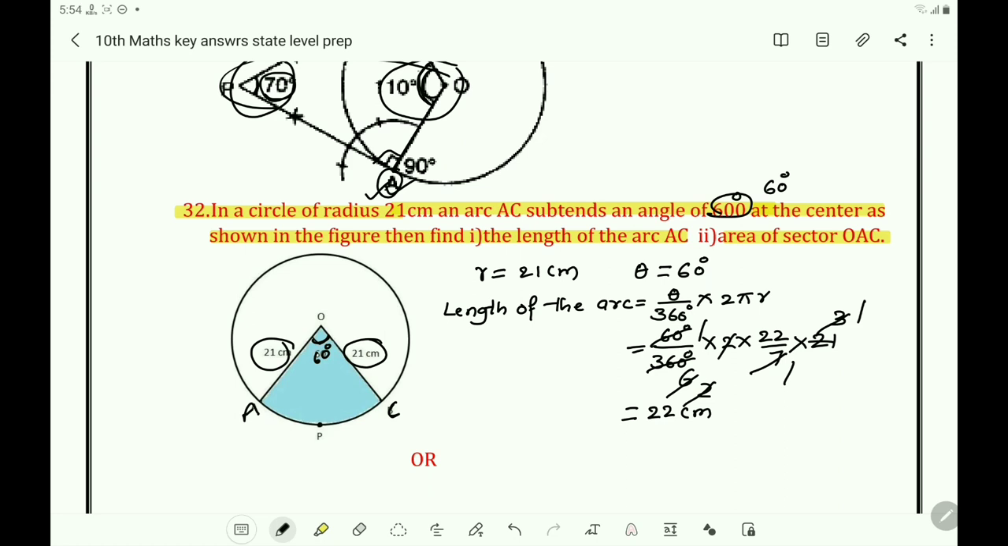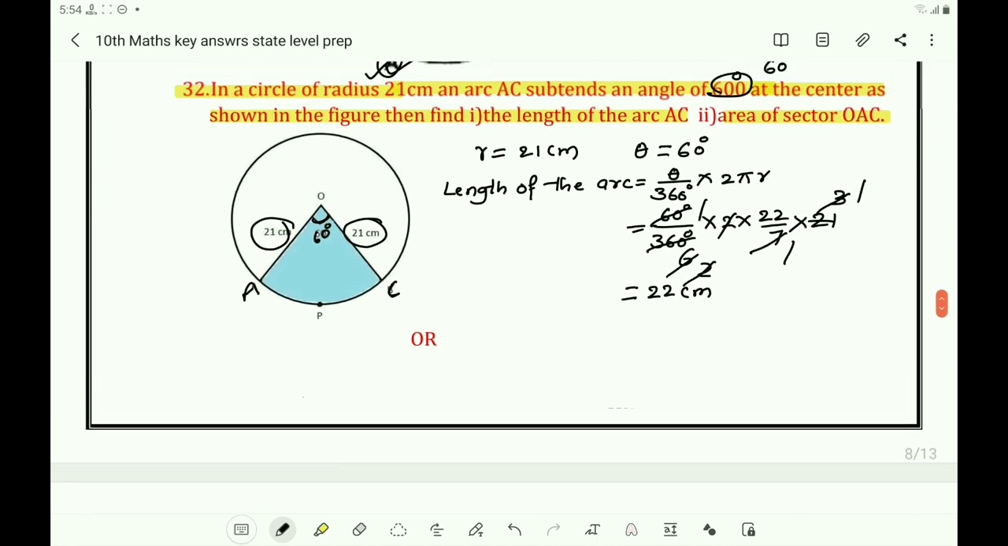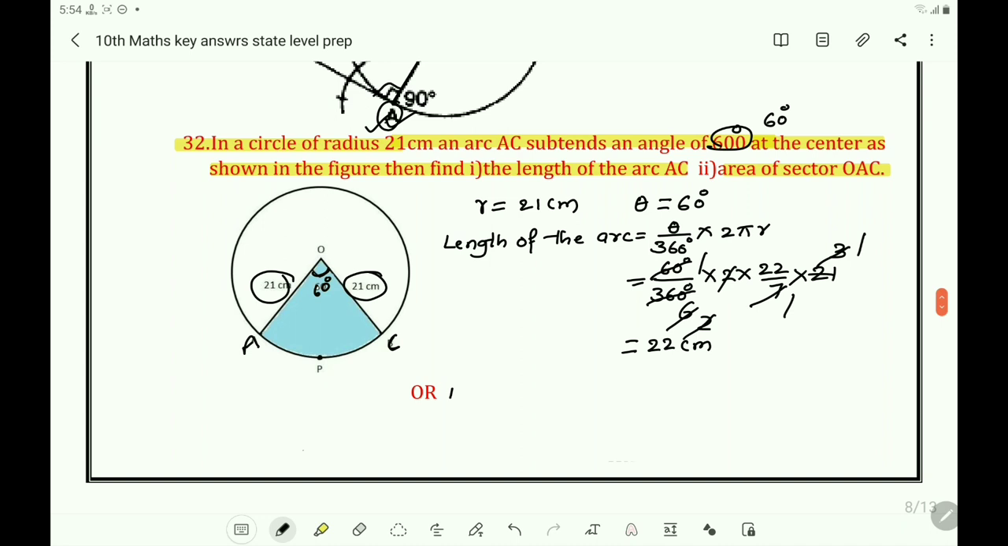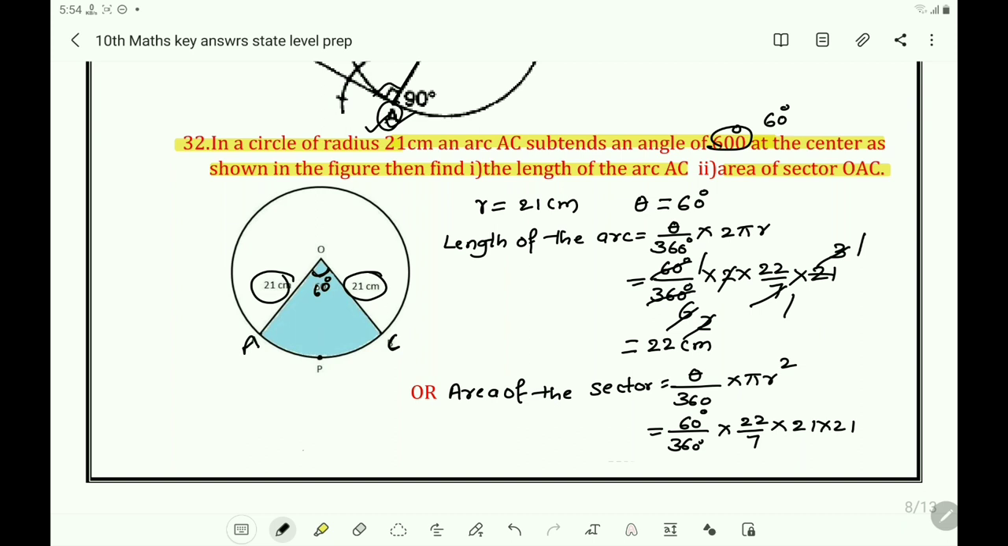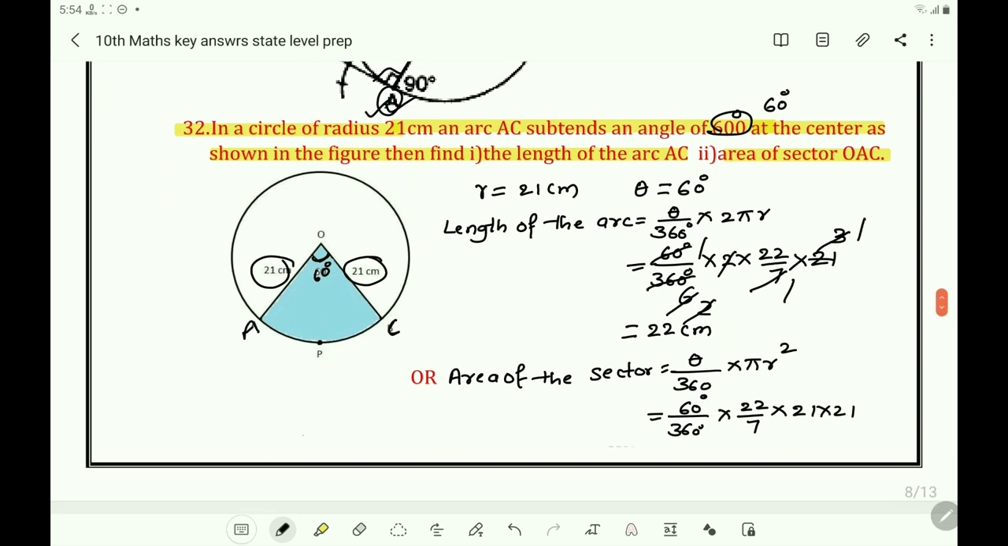Next, what you have to find out? Find the area of the sector OAC. You know the formula for the area of the sector. What is the formula for the area of the sector? Area of the sector equals theta by 360 into pi r square. Same theta, 60 degrees by 360 degrees into 22 by 7 r square, means you take r, 21 into 21, 21 square, that is 21 into 21.